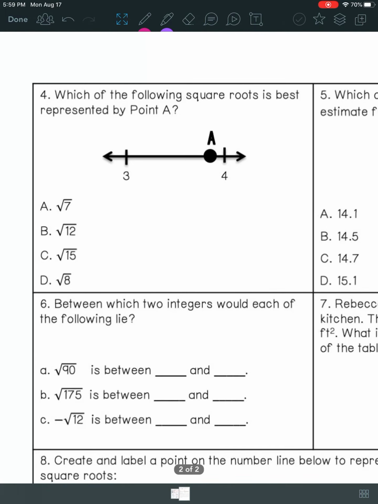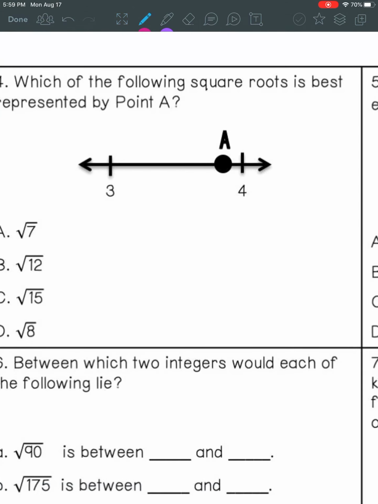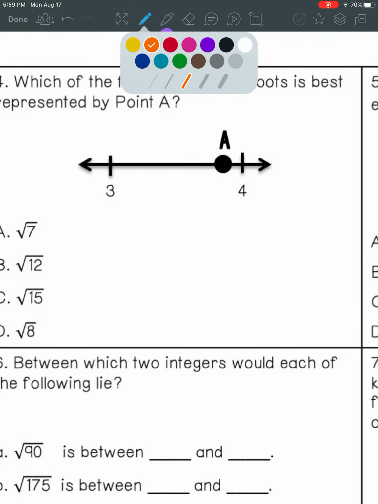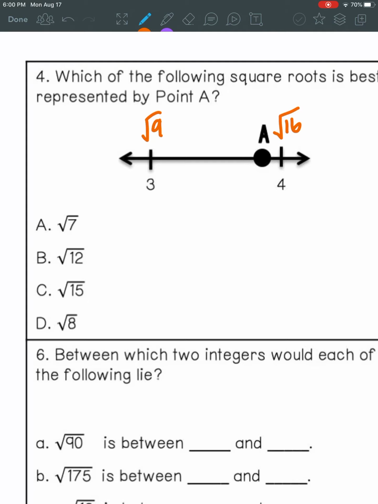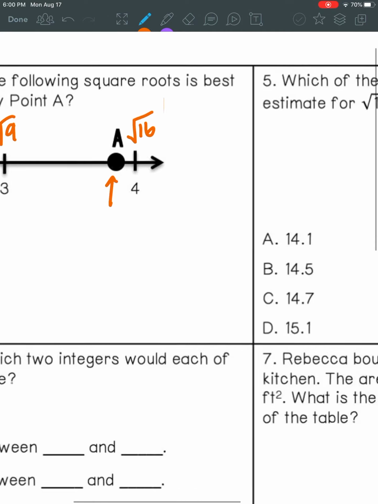Which of the following square roots is best represented by point A? So if we were thinking about those perfect square roots, 3 times 3 is 9, so the square root of 9 is 3. 4 times 4, so the square root of 16. This A value has got to be pretty close to this square root of 16. So I would guess, it's pretty close. So square root of 15 is the best representation.